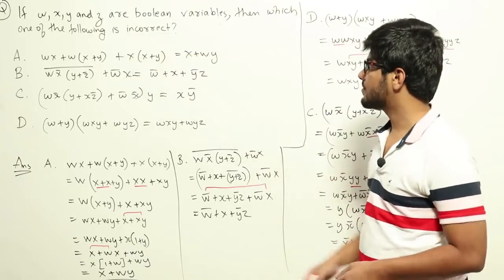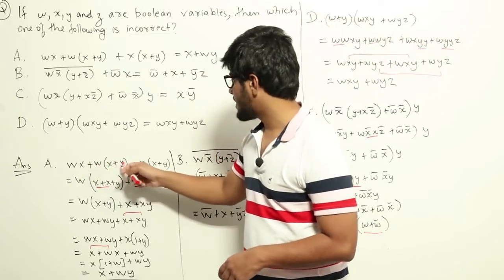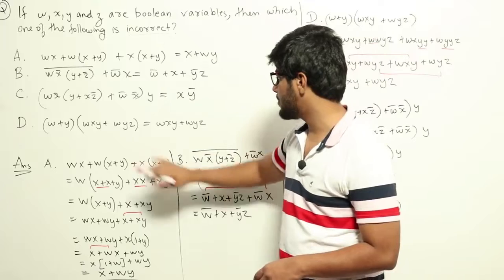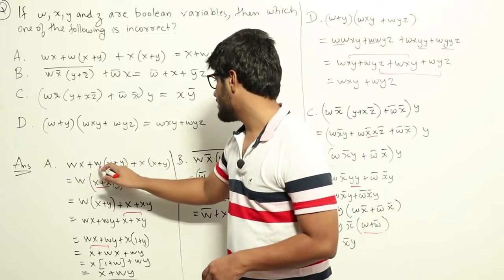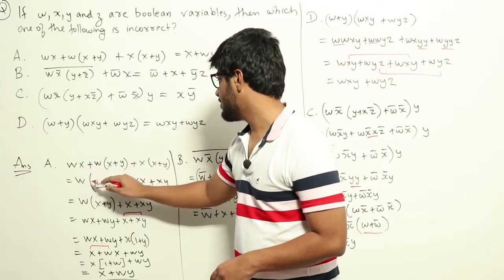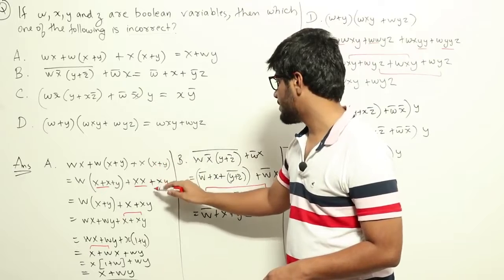So we'll go through these statements one by one. A is wx plus w into (x plus y) plus x into (x plus y). That's the LHS part. So we'll try to minimize this. We can take x into this. So that will become w into (x plus y) plus x into x plus x into y.